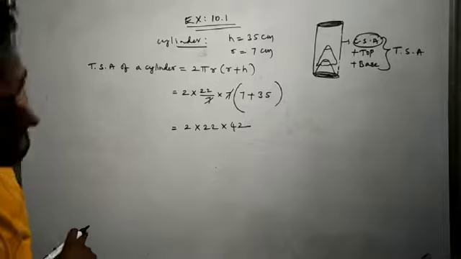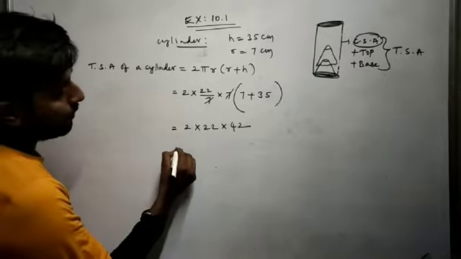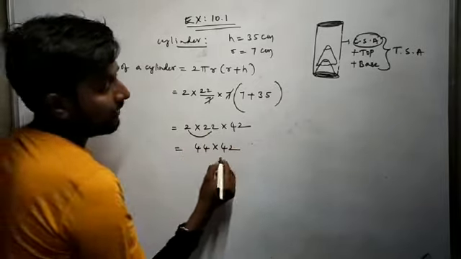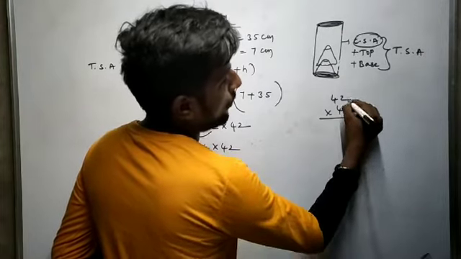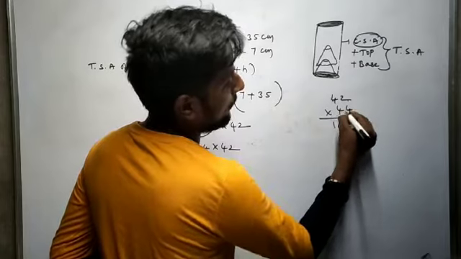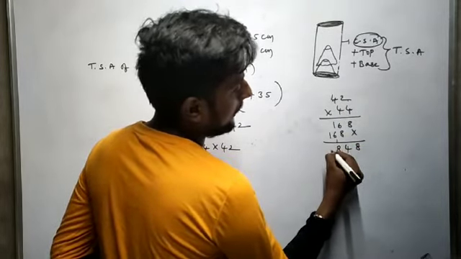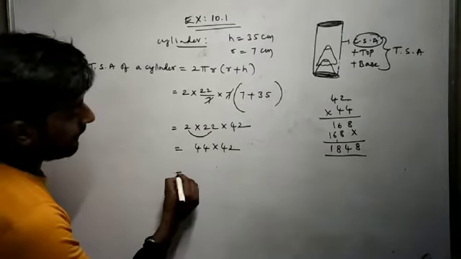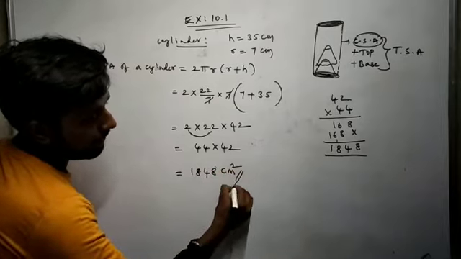So here I'll find 42 only. So 44 into 42. 4 2s are 8, 4 4s are 16. Again the same, multiplying 4 only. So 8, 14, 8, 1. So here I write 1848 centimeter square.